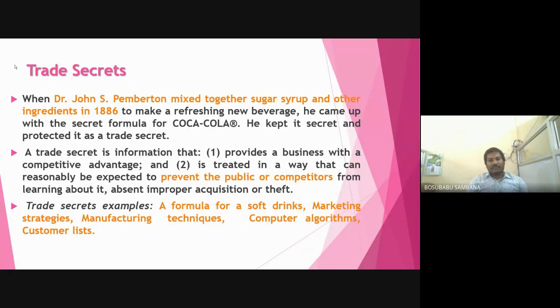A trade secret is information that provides a business with a competitive advantage. The business treats it in a way that can reasonably be expected to prevent the public or competitors from learning about it, absent improper acquisition or theft. Trade secret examples: a formula for soft drinks, marketing strategies, manufacturing techniques, computer algorithms and customer lists.